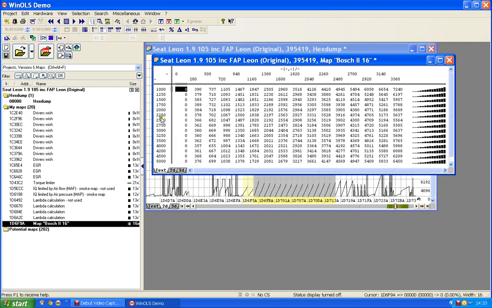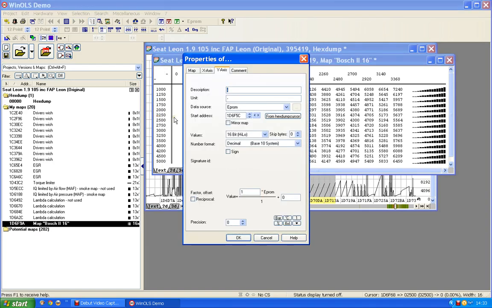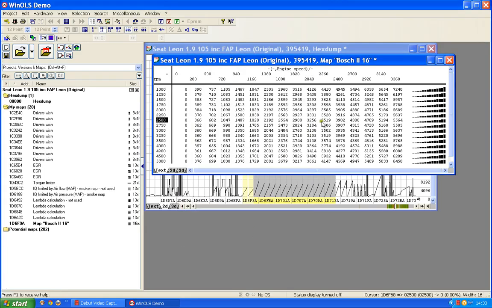Now this is probably revs per minute as usual, so it's probably engine speed, so I'll just put in there engine speed and revs per minute, and I'll say OK for now. Then let's go back and have a look.